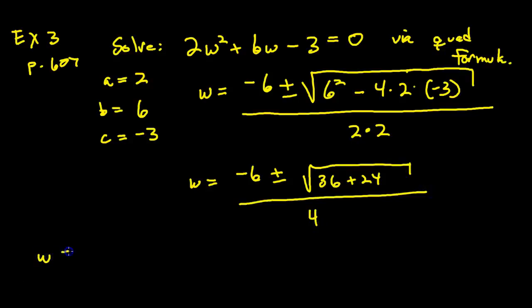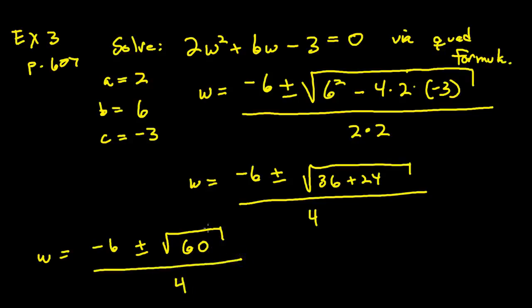All right, let me continue to simplify that. The radicand under the root sign is a... 36 plus 24 is 60. Not 50, 60. Divided by 4. Now let's think for a minute. 60 is not a perfect square.